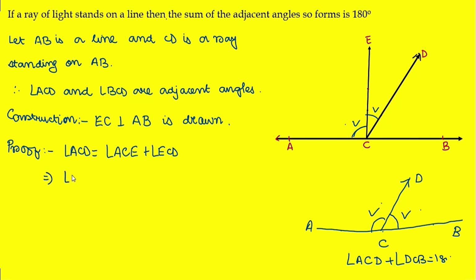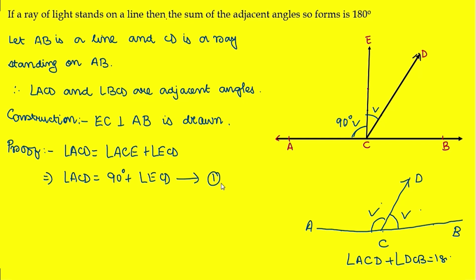Now, ACE is 90 degrees, as you can see clearly. CE is drawn perpendicular to AB, so this is 90 degrees. So angle ACD equals 90 degrees plus angle ECD. Keep this as equation 1. We will keep this on hold. After that, we will go on.